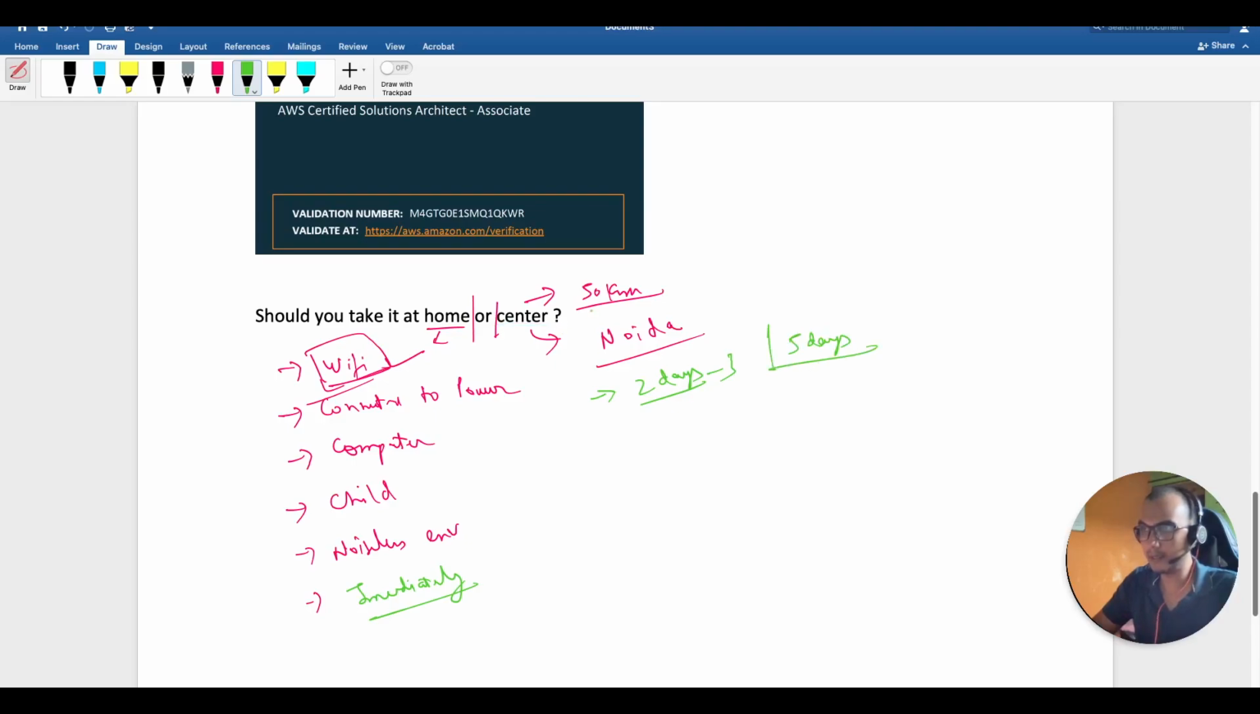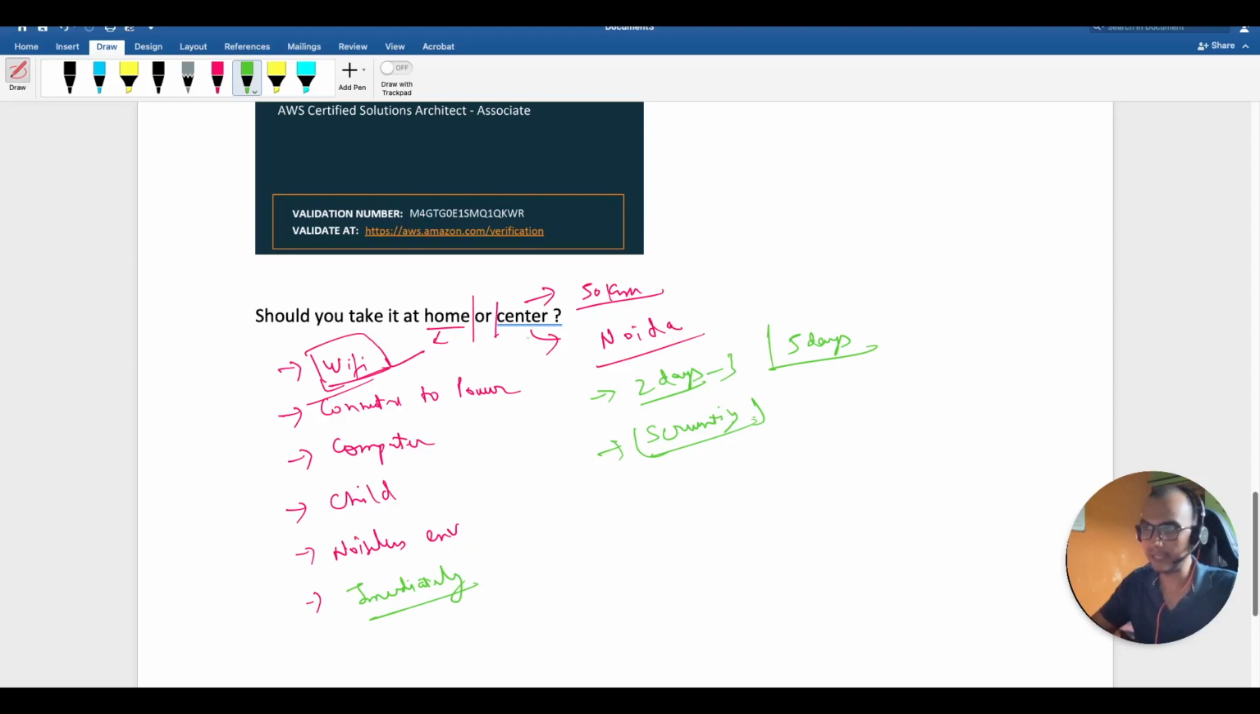And when I took the exam from the center, I also got a mail saying that my exam is under scrutiny, but after that, they gave me my certificate. So it happens sometimes.